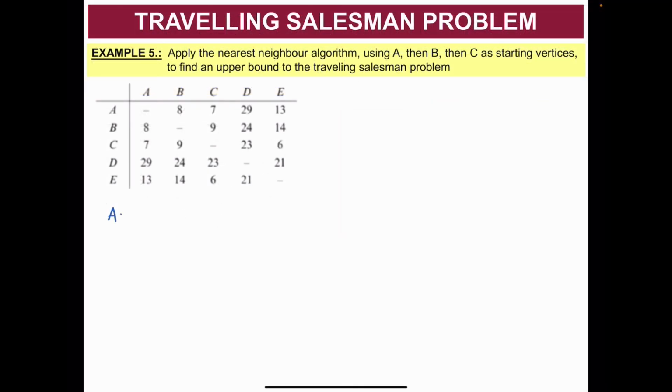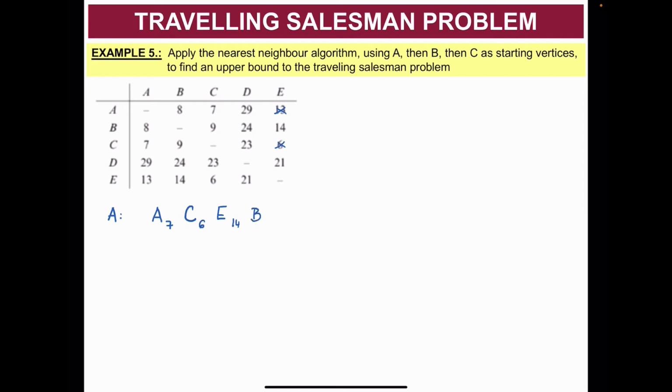So if I'm starting with A, the nearest one from A is definitely C. So when I pass 7 units, then I'm at C. Once I'm at C, the nearest one is E after 6 units. Then I'm looking at E, the next one that has not been selected yet is 14, because 13 has been selected already and also 6 was selected already. So then I arrive at vertex B.